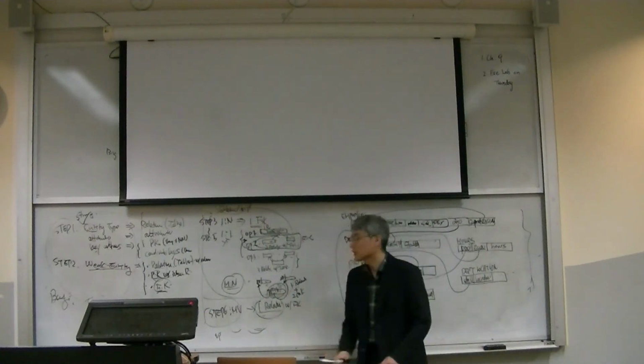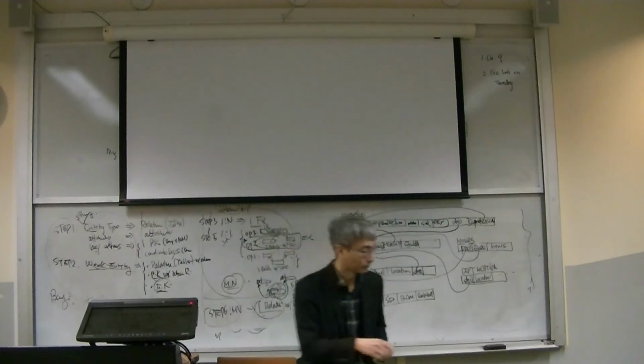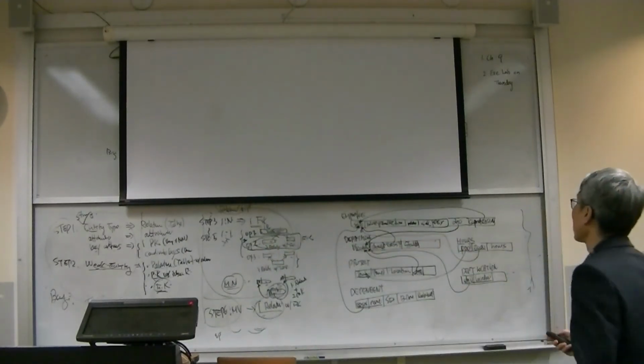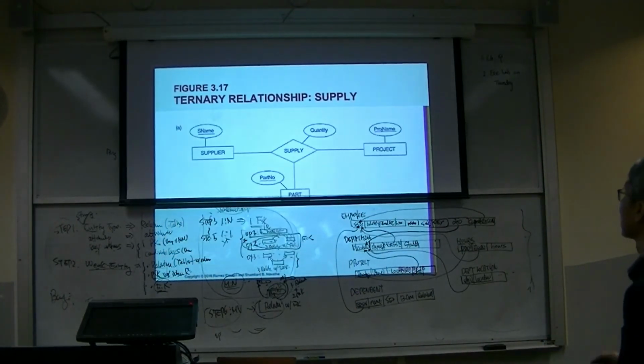Then finally, step 7 is for the N-array relationship. Let's take a look at an example. This is the N-array, the ternary relationship. We can see the supplier supplies the item to the project. So 3 entities. The solution is not actually the same as this one, but mostly it covers the meaning of this.